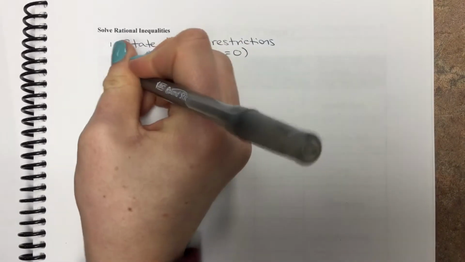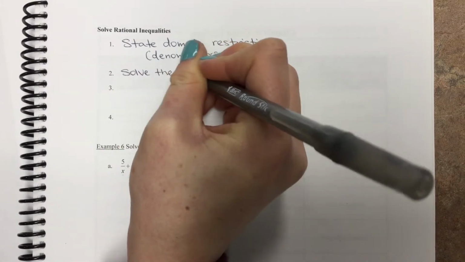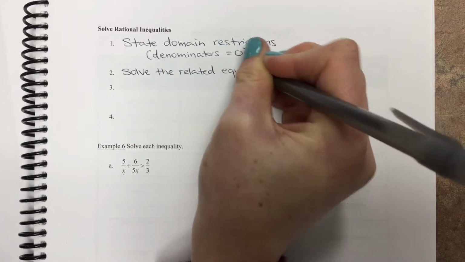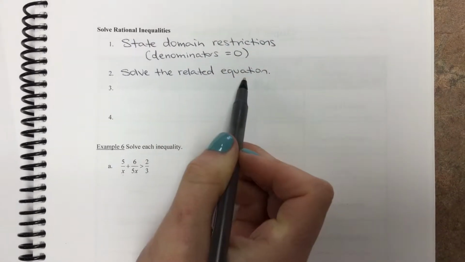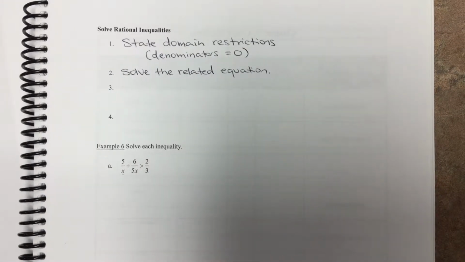Step 2, you're going to solve what we call the related equation. So the related equation just means replacing the inequality with an equal sign and then solving that. Okay, and that's going to be the same steps, the same strategy that you guys used yesterday in the video.